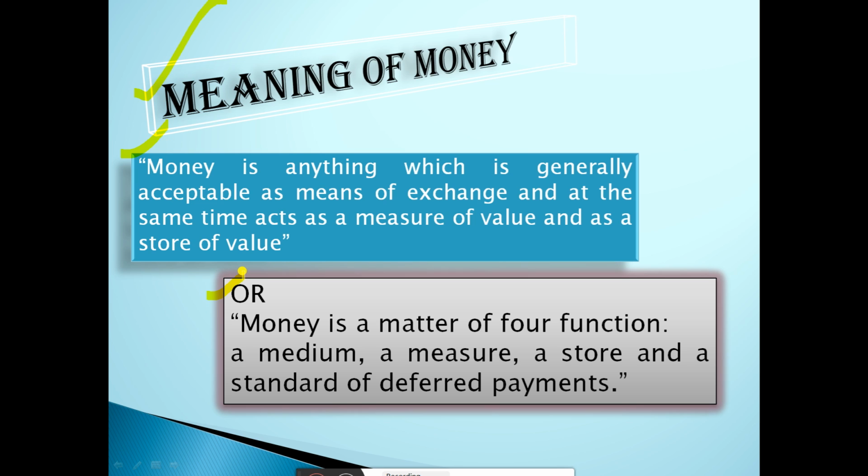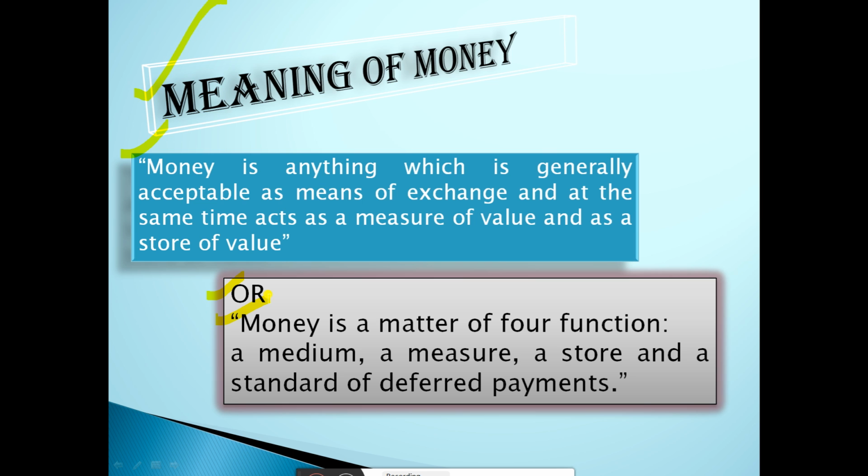is completely wiped out by money, because we can use money as a medium, we can use money as a measure, we can store money, and money can be used for future payment also. So that is why it is said that money is a matter of four functions: a medium, a measure, a store, and a standard of deferred payments.